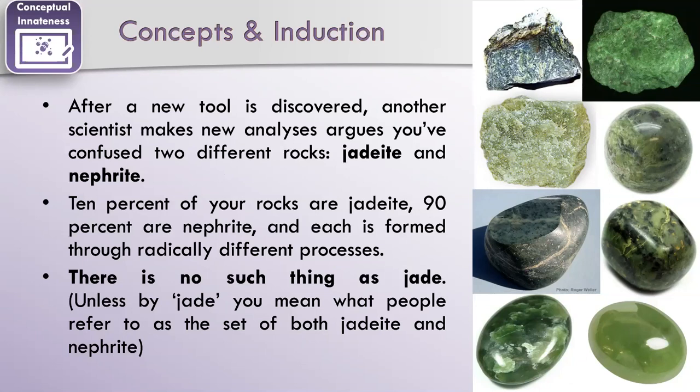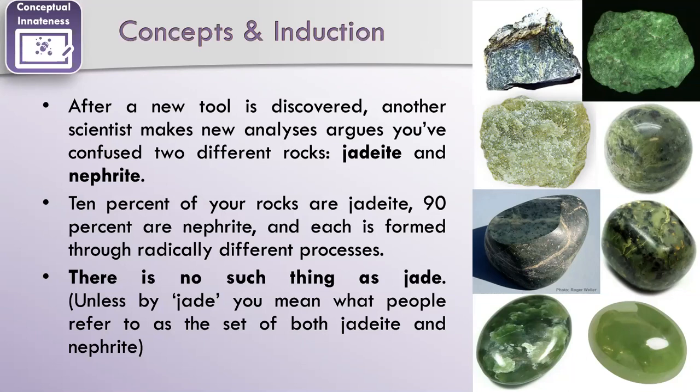But then somebody discovers that you were actually confusing two different rocks, jadeite and nephrite. In fact, 90% of them are nephrite, 10% are jadeite, and they're formed through radically different processes. There's no such thing as jade according to geology.